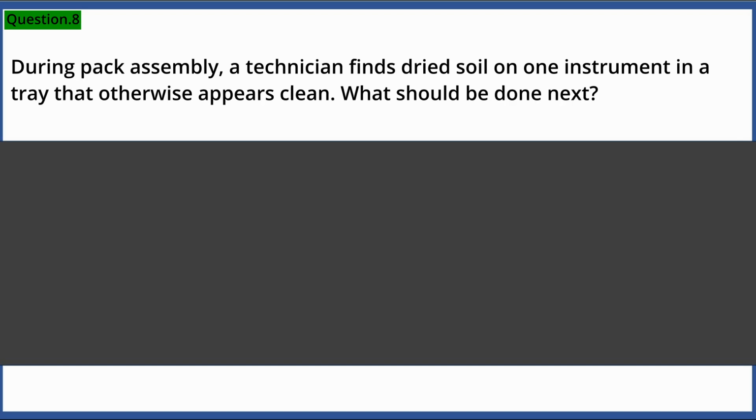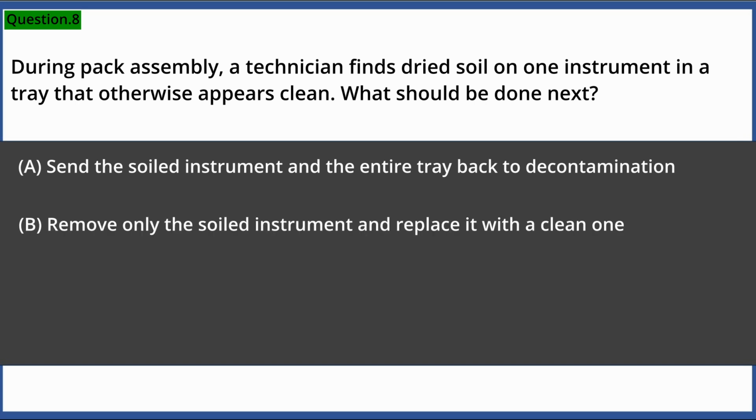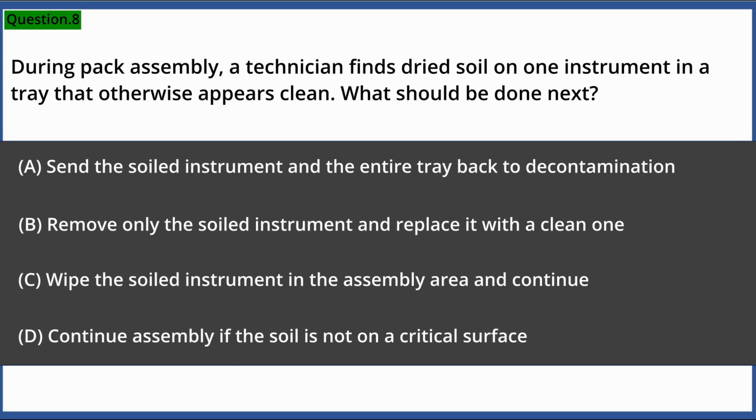During pack assembly, a technician finds dried soil on one instrument in a tray that otherwise appears clean. What should be done next? A. Send the soiled instrument and the entire tray back to decontamination. B. Remove only the soiled instrument and replace it with a clean one. C. Wipe the soiled instrument in the assembly area and continue. D. Continue assembly if the soil is not on a critical surface. Answer: A. Send the soiled instrument and the entire tray back to decontamination.